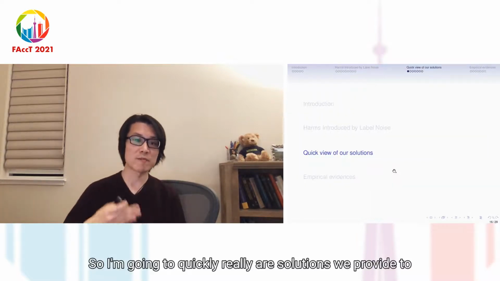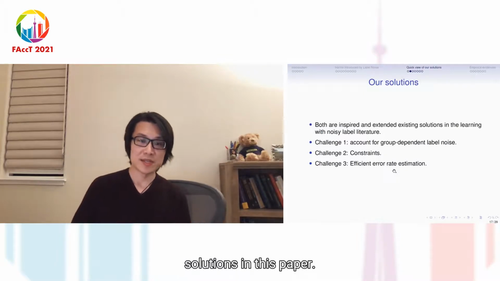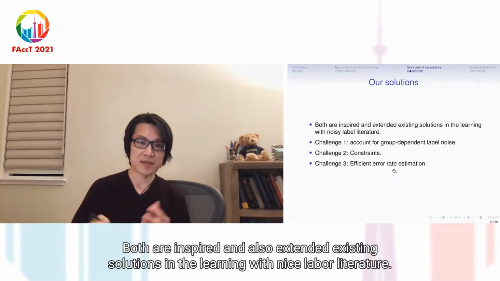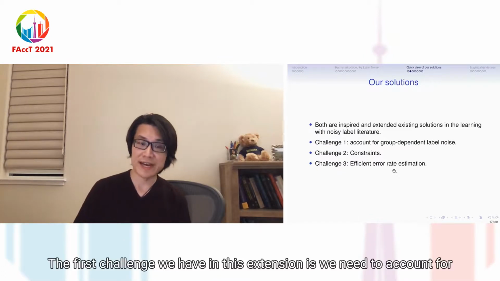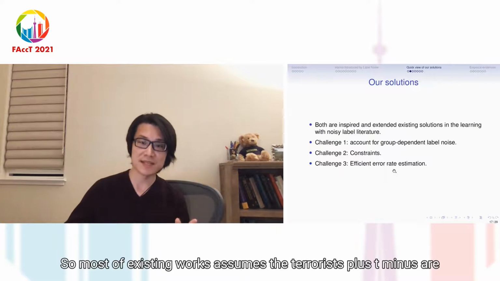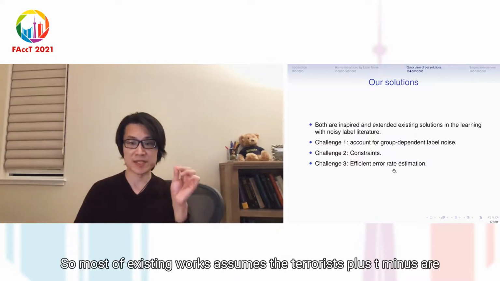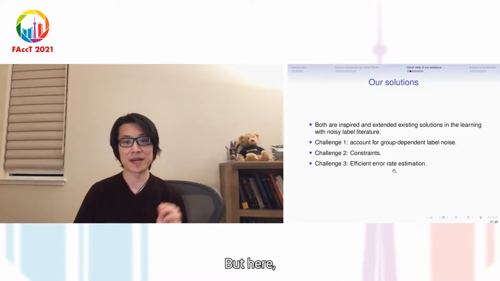So I'm going to quickly review our solutions. We provide two solutions in this paper. Both are inspired by and also extend existing solutions in the learning with noisy labels literature. The first challenge we have in this extension is we need to account for group-dependent label noise. Most of the existing works assume the error rates E plus and E minus are homogeneous across different examples, but here they can be different.